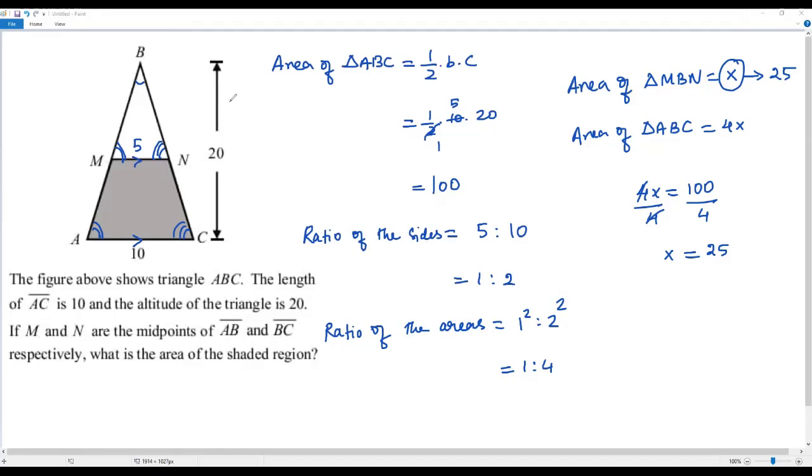As we have planned earlier, to get the area of the shaded region, we have to subtract the area of the smaller triangle MBN from the area of the bigger triangle. Let me write the stuff over here. So the required area, that is the area of the shaded region, is equal to, first we have to write the area of the bigger triangle ABC, 100, minus the area of the smaller triangle MBN, that is 25. So when I do so, I am getting 75. So 75 square units is the area of the shaded region.